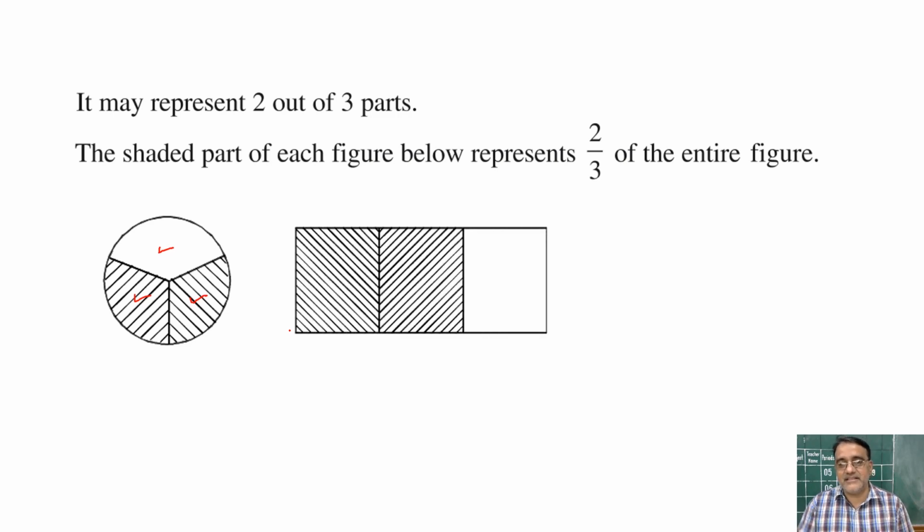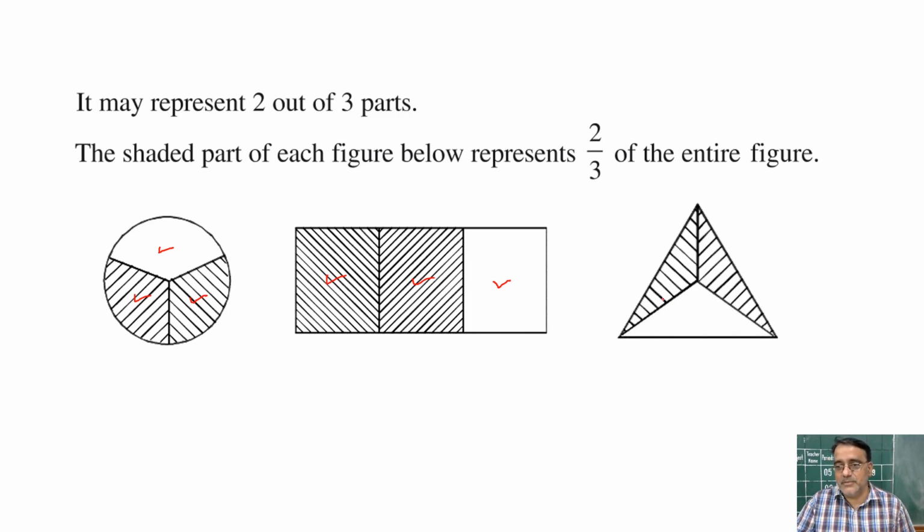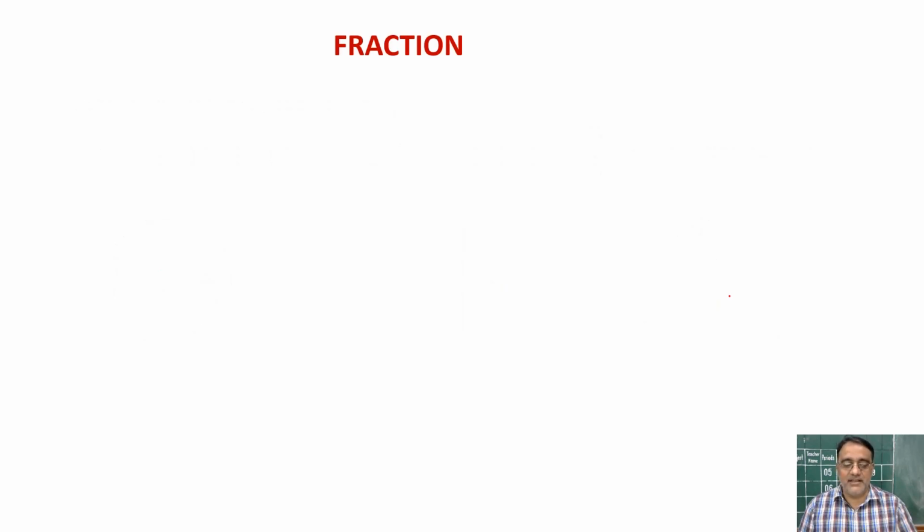Similarly, see this example also. Here also 3 equal parts, and only 2 parts are shaded. So here also we can represent the shaded part as 2/3 of the entire figure. Now we can see this example also. Suppose these 3 are equal parts. So here also 2 equal parts are shaded. So this shaded part is represented as 2/3 of the entire figure. Okay, right? Now let us move towards fraction.